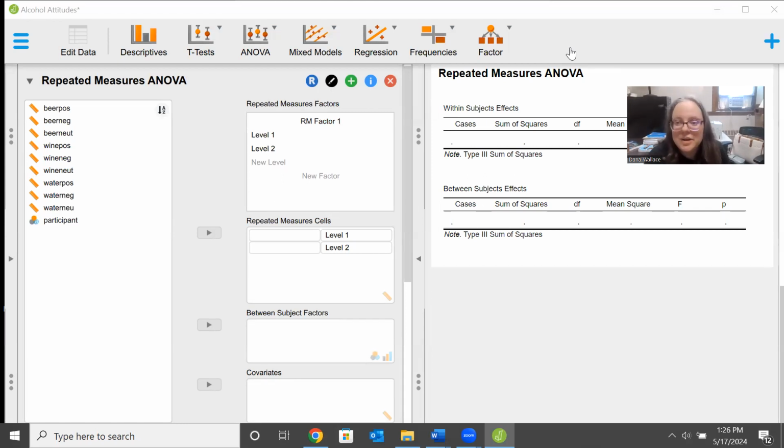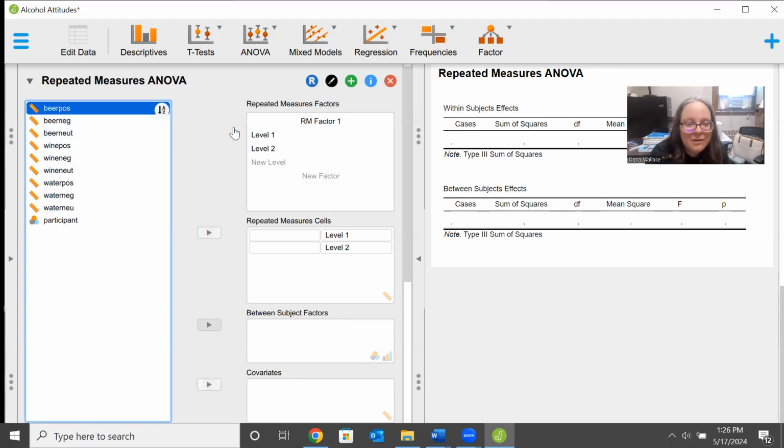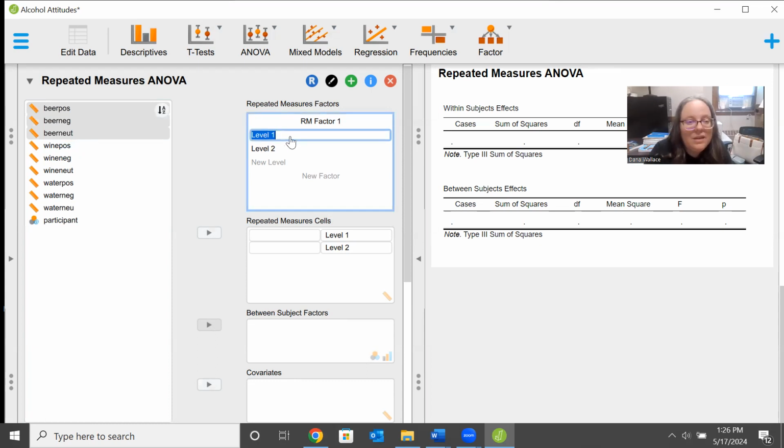Now, how many factors do we have involved here? Well, we have two. We have the factor of what kind of drink are we talking about? Are we talking about beer, wine, or water? And then we're talking about the level of imagery. So we need to make sure that we get that settled. So level one, we're going to call that our type of liquid. Level two, we will talk about our imagery.